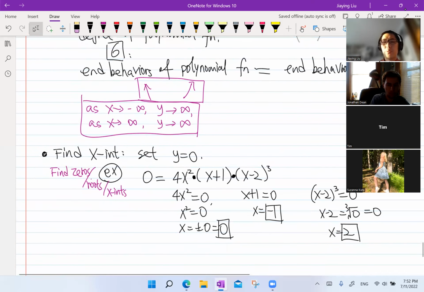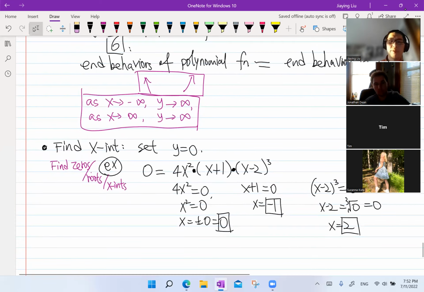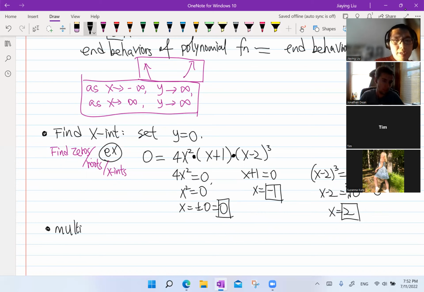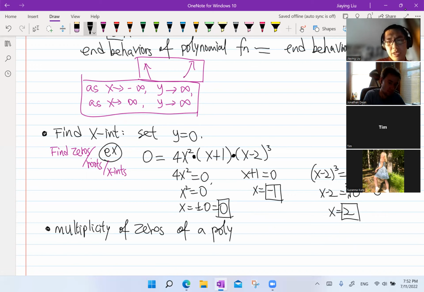Right? So since we talked about finding x-intercepts and finding the zeros, now I want to talk about one thing here: the multiplicity of zeros of a polynomial function.